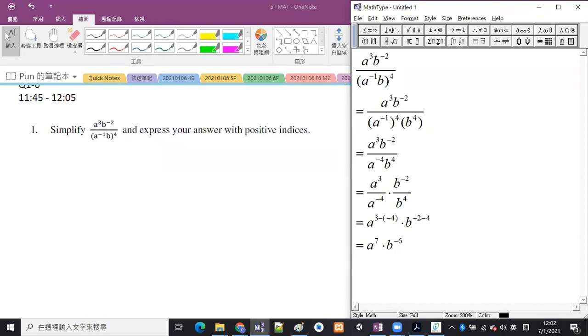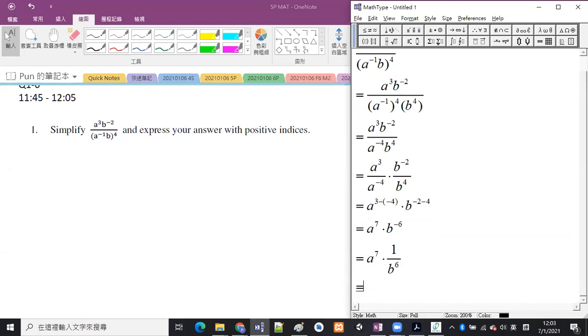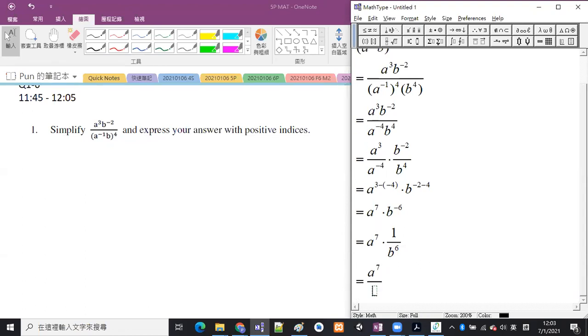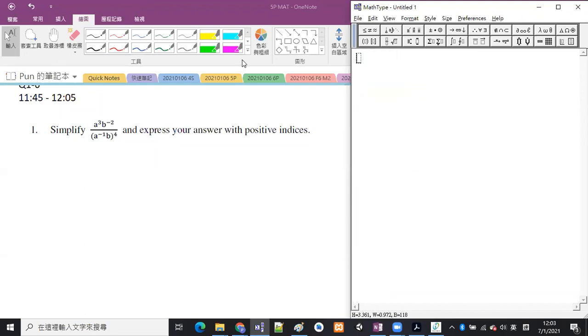Okay, because the question requests you to express the answer with positive indexes, a^7 has no problem, but the b^-6 should be changed to 1 over b^6. So finally, if a number is multiplied to a fraction, then you should just multiply the number to the top part of the fraction. So a^7 should be multiplied to the 1, becomes a^7, and then b^6 still remains on the bottom. Okay, so this is the answer: a^7 over b^6.